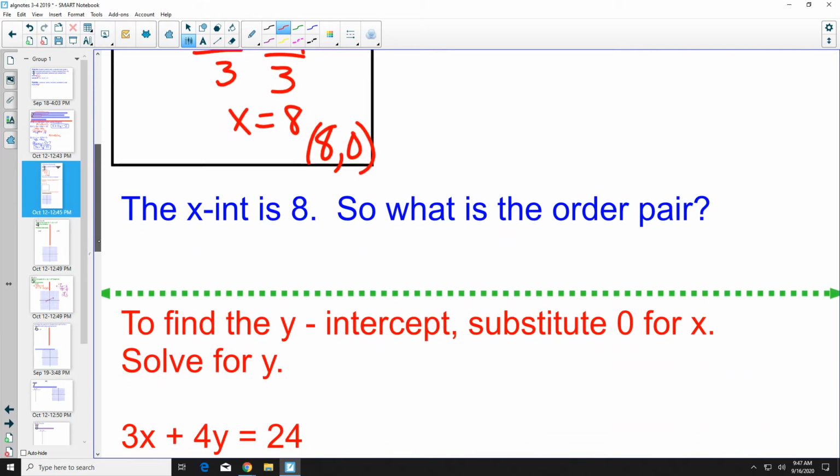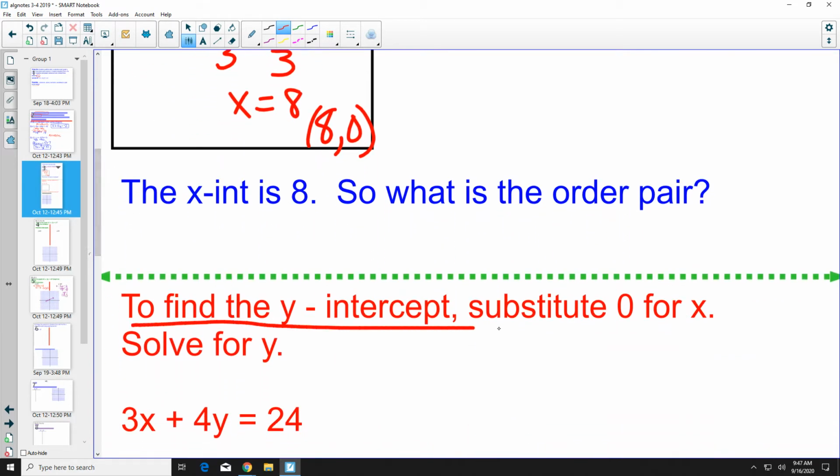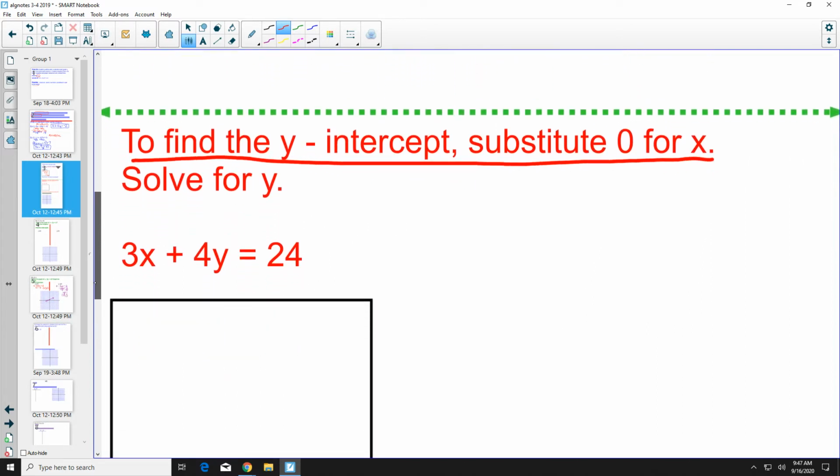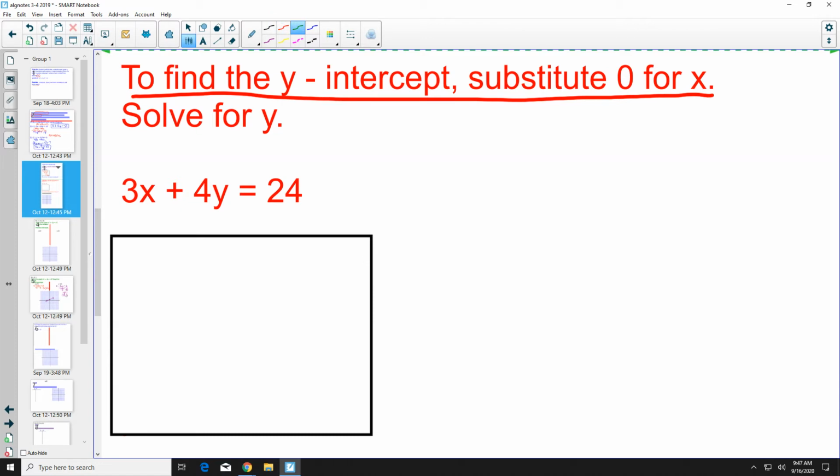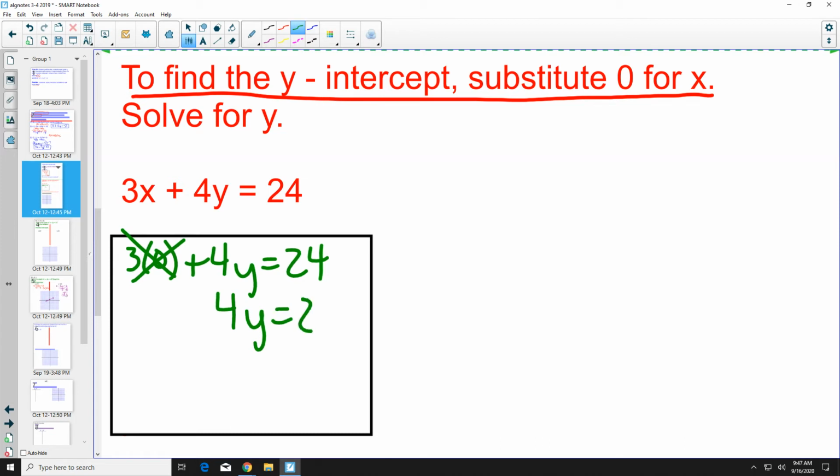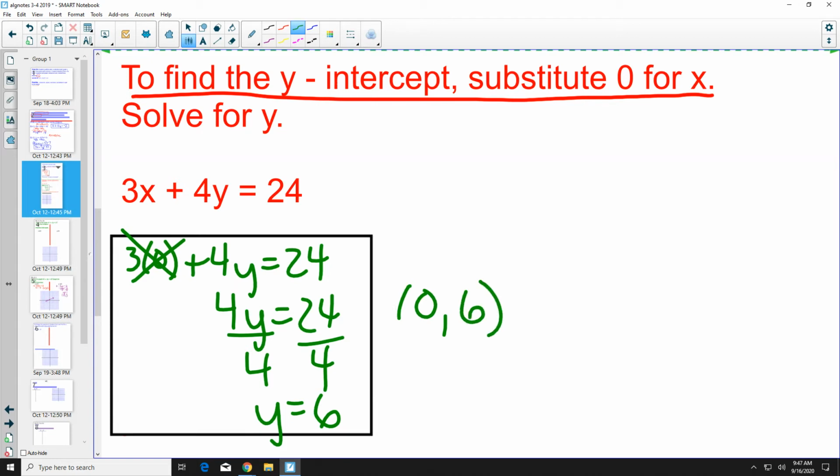Now to find the y-intercept, I'm going to substitute 0 in for x. So I'm going to take this same equation, and where the x is, I'm going to put a 0. So I'm going to do 3 times 0 plus 4y equals 24. Well, 3 times 0 is 0. So I just get 4y equals 24. Divide both sides by 4. 24 divided by 4 is 6. What ordered pair would that be? That would be 0, 6.